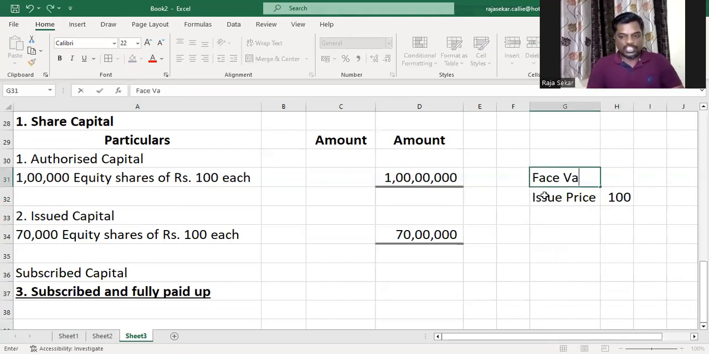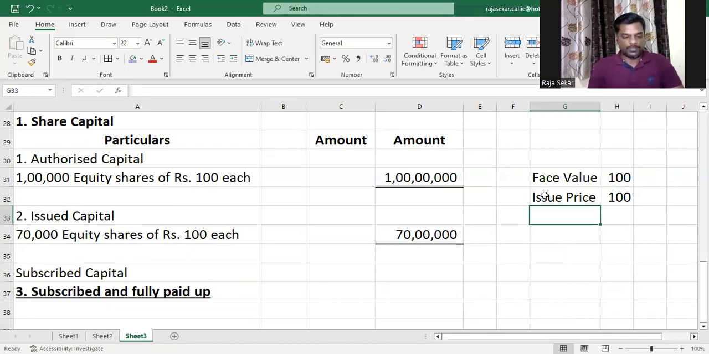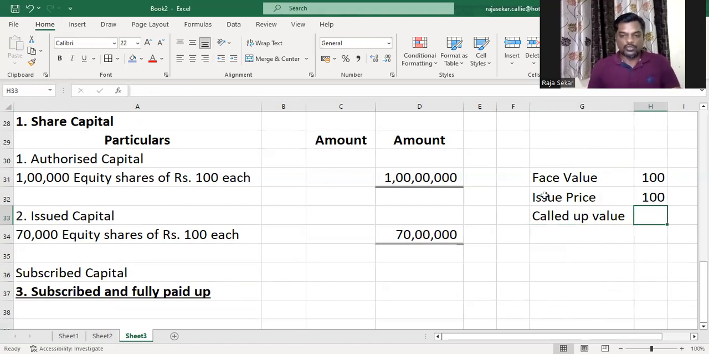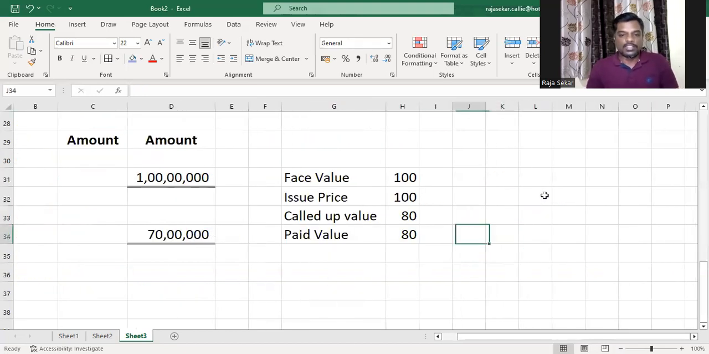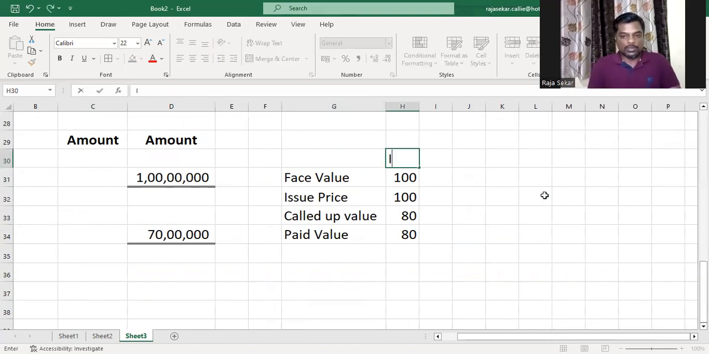Face value of the share is also rupees 100. Called up value of the share is assume 80 and paid up value is 80. Let this be one situation. I'm just trying to explain to you what fully paid up means. Okay. So this is situation number one.